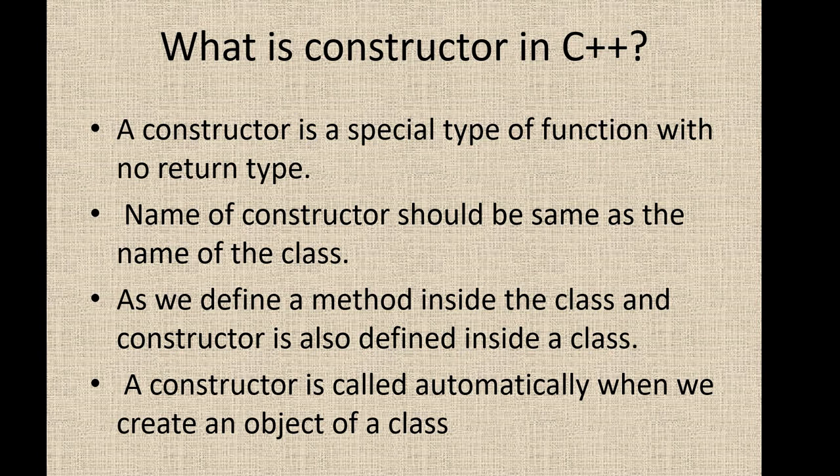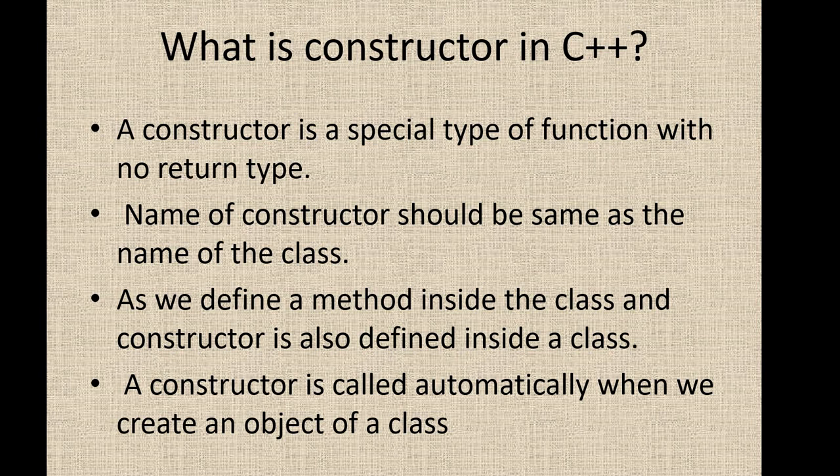Now, let's see the definition for a constructor. What is a constructor in C++? A constructor is a special type of function with no return type. It does not return any values, that's why it has no return type. The name of the constructor should be the same as the name of the class. So, as we give the name of the class, the same should be given as the name of the constructor.